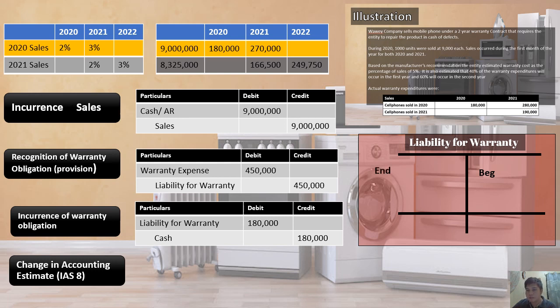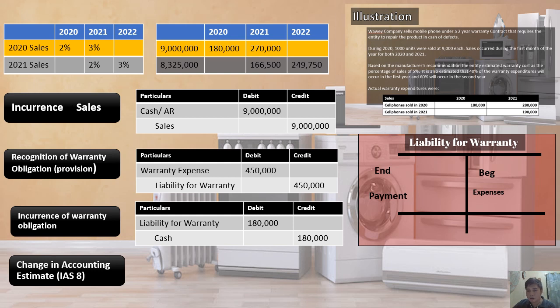So kailan ba lumalaki ang liability for warranty? Of course, kapag nagkakaroon tayo ng provision. Ang pro forma entry natin noon, as I mentioned earlier, debit warranty expense and credit liability for warranty. Therefore, if we record an expense, nadadagdagan po ang liability natin under credit side or the ating right side. Then nababawasan naman yan kapag meron tayong payment, which is the incurrence of warranty obligation. Ilalagay muna natin yan sa left side.